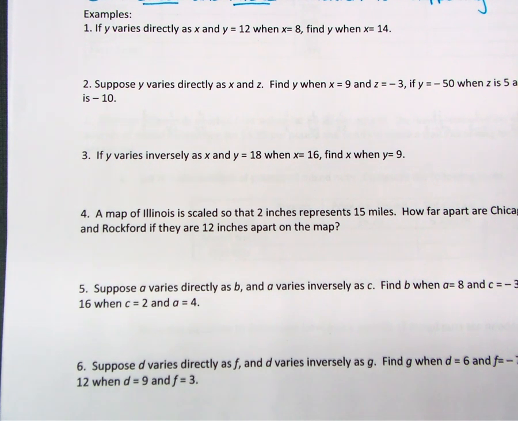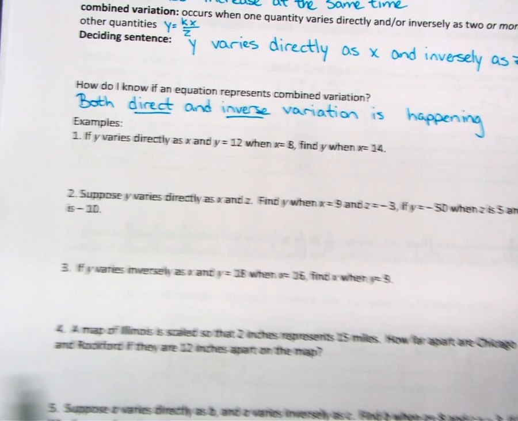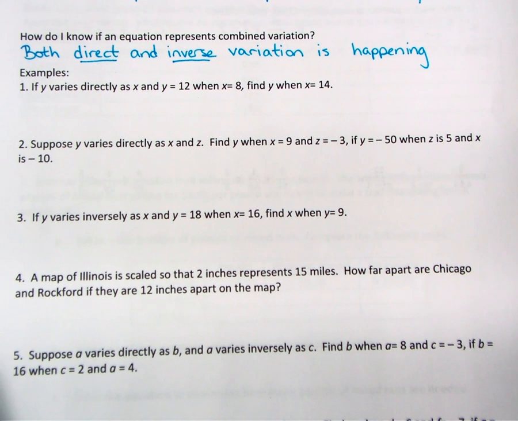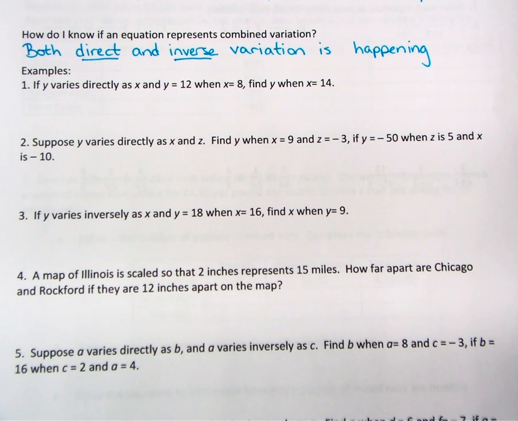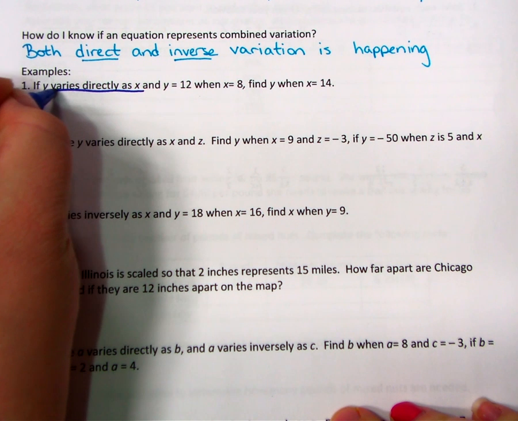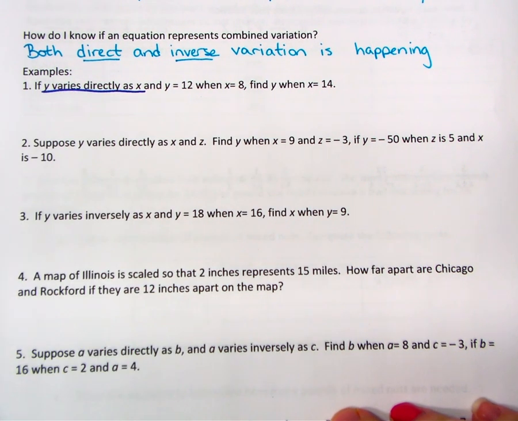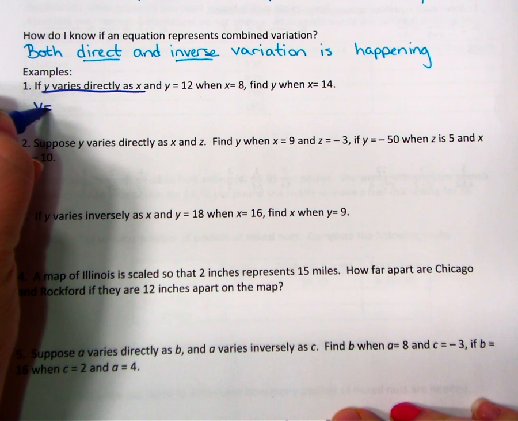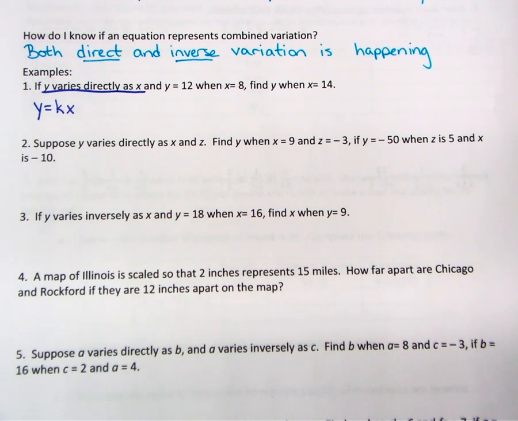Let's take a look at some problems. We'll get back to joint and combined in just a moment. But for variation, I highly suggest to you that you create a table that organizes your information after you've decided what your equation is. So my equation comes from the sentence, y varies directly as x. So that sentence, remember, gives us this equation. It won't always be x and y, so it's important to remember the first variable goes in for y. The second variable goes in for x.